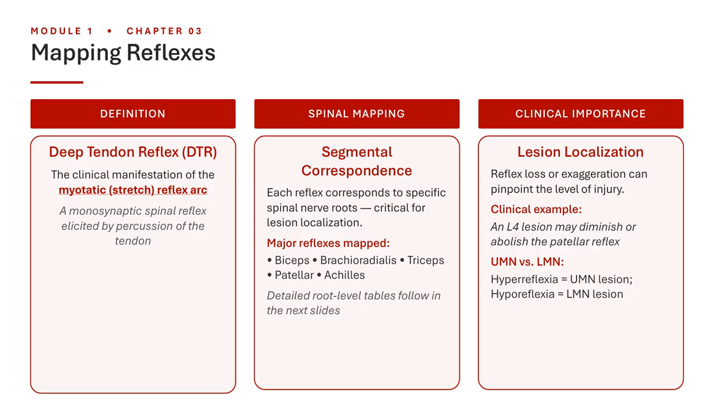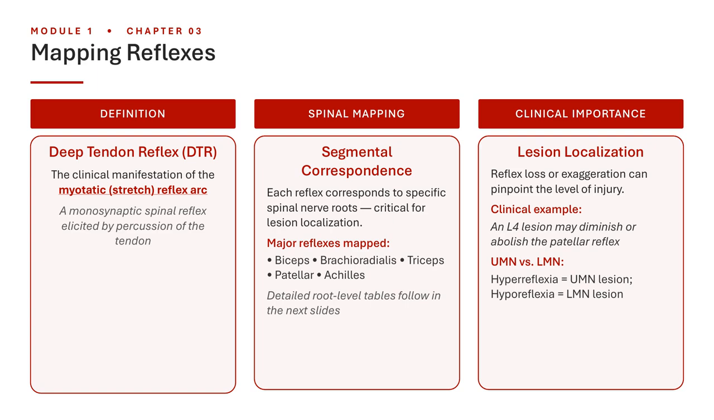The major reflexes you must know cold, and I mean reflexively, are the biceps, the triceps, the brachioradialis, the patellar, and the Achilles. Each one maps to specific cervical, lumbar, or sacral segments. Here is the immediate clinical application. If a patient has a diminished patellar reflex, that points to L3 to L4. Diminished Achilles, S1. Diminished biceps, C5 to C6. The reflex itself is telling you the address of the problem.